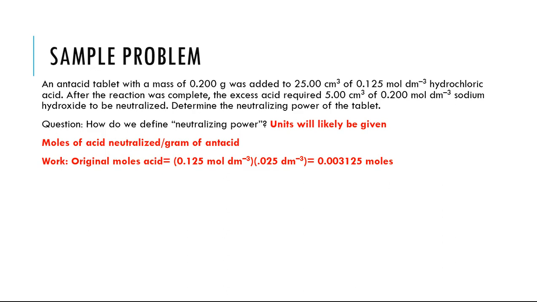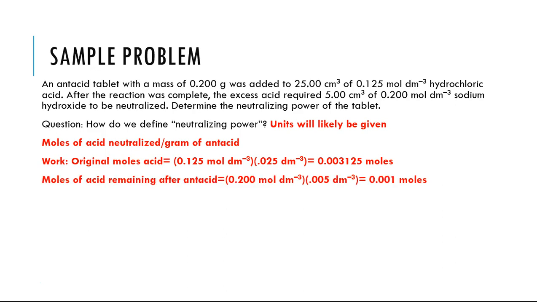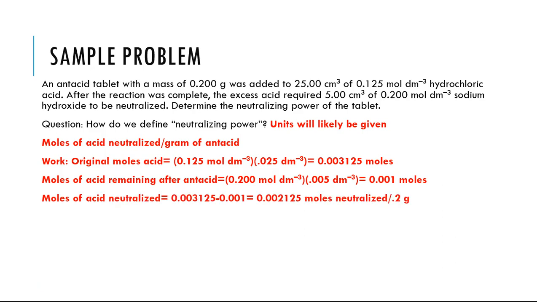First, we have to find the original moles of acid in the sample. So we would take the molarity times the volume in liters, and we would get our answer in moles. Next, we want to calculate the moles of acid that remain after the antacid did its work. So after the antacid did its work, we were left with 0.001 moles. So we can use those two numbers to figure out how many moles of acid the antacid actually neutralized.